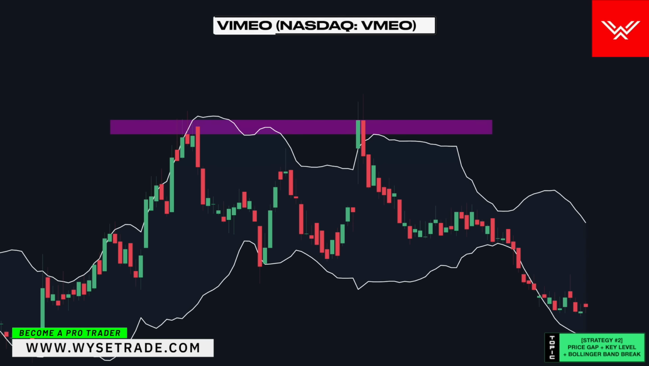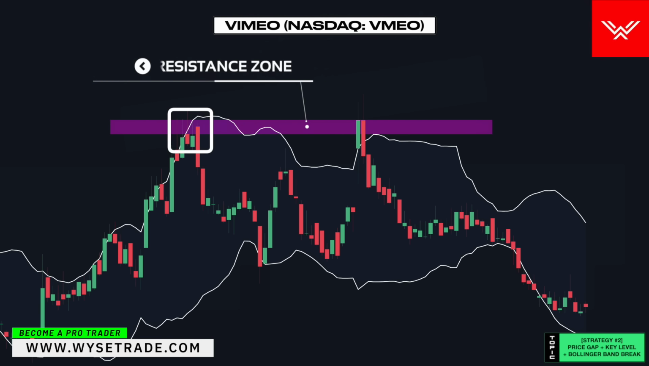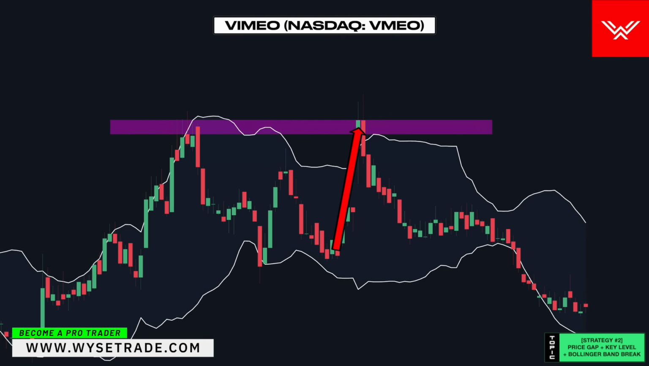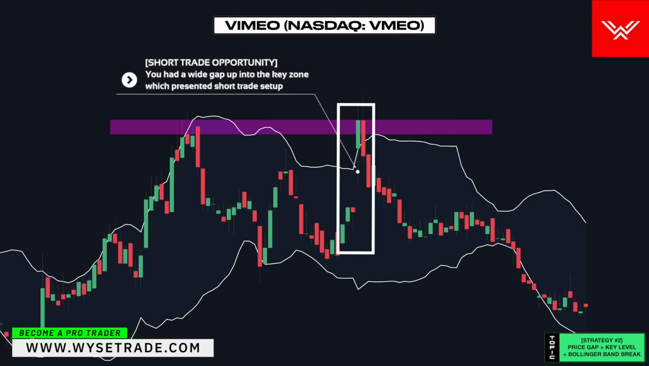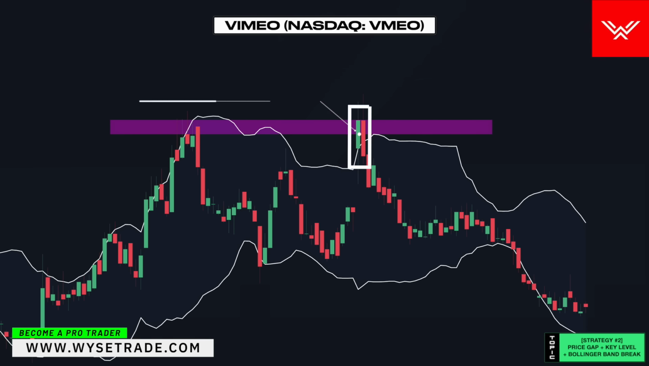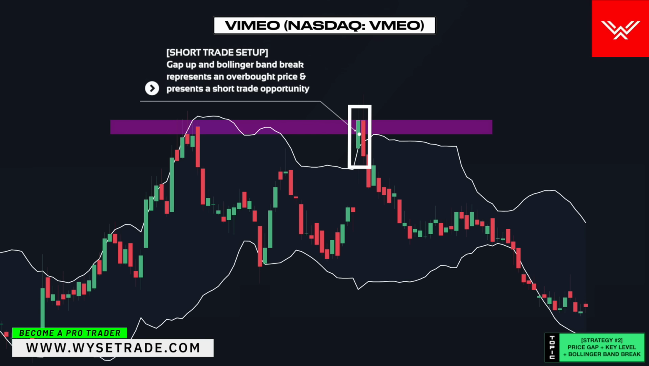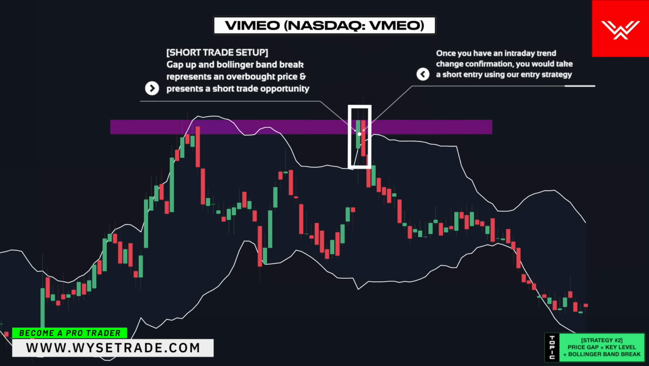This is the Vimeo stock. This reversal point gives you your key resistance zone. As price comes back up, you had a wide gap up into the key zone, which presented a short trade setup. Price also breaks outside of the Bollinger Band, which represents an extremely overbought price. Again, once you have an intraday trend change confirmation, you would take a short entry.